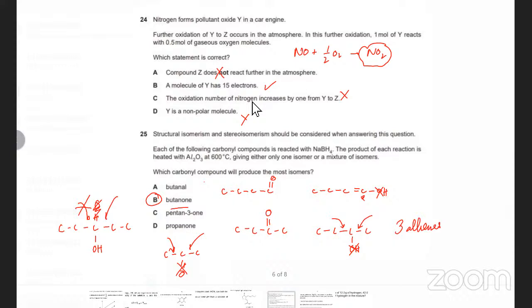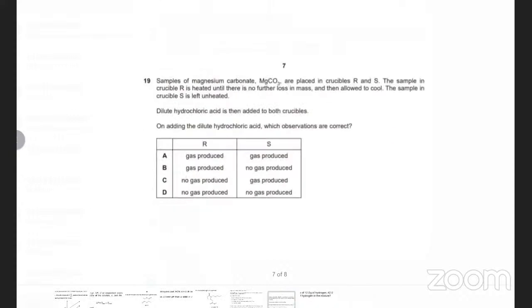So now the next one is: samples of magnesium carbonate are placed in crucibles R and S. The sample is heated until there's no further loss in mass. So what's happening? Decomposition, right? It forms carbon dioxide, and that's it. Complete decomposition, no further loss in mass.